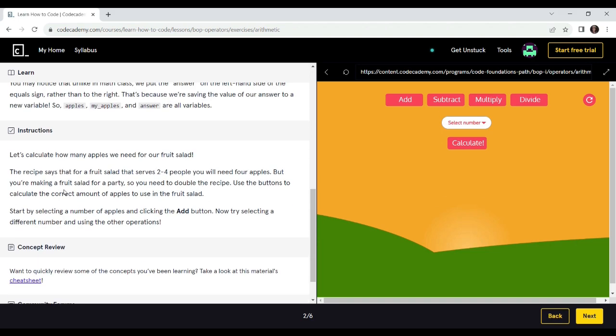So then this interactive example is asking to calculate how many apples are needed for the fruit salad. Well, this number can vary depending on the number of servings. If, for example, the fruit salad serves 2 to 4 people, we'll need 4 apples. But if you're making it for a party, which is maybe as many as 8 people, you would then need to double the recipe.